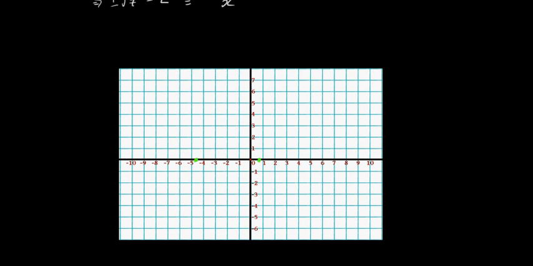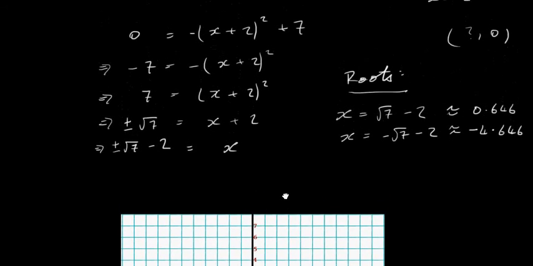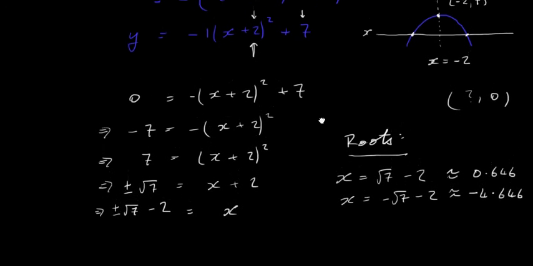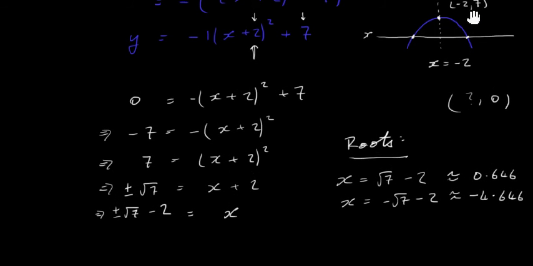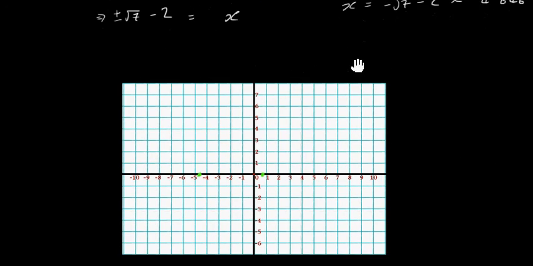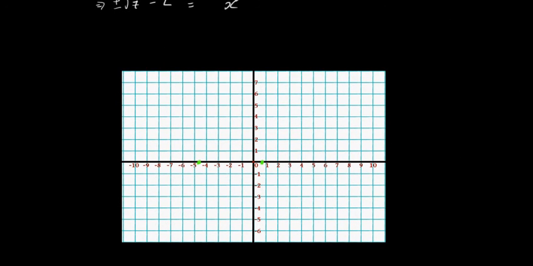Now our axis of symmetry was x equal to minus 2, and our vertex was minus 2, 7. So let's put in minus 2, 7 first. We've got minus 2 here, and we'll go up to 7. So our vertex is here, and we have an axis of symmetry going down along here as well. Really all I've got to do now is join these up. You'll have to forgive me, I'm not great at doing this, but you'll get the general idea.